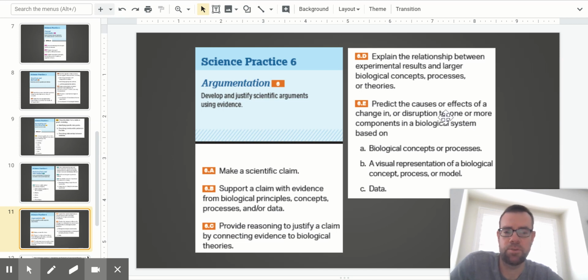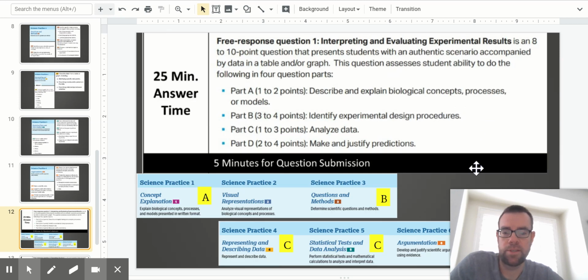So looking back at these questions again, so we had 25 minutes for a 10-point question. That's 65% of the test. You're going to be asked to look at a concept. You're going to be asked to look at some data and an experimental design, and you're going to be asked to analyze that data and make a prediction. So they're going to give you a graph, or they're going to give you a table of data. You're going to be asked to analyze that.